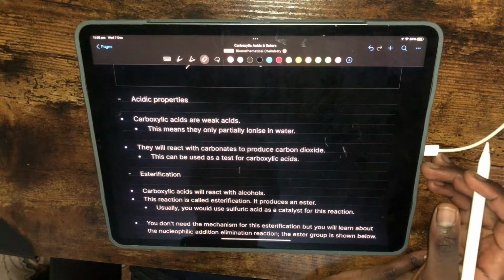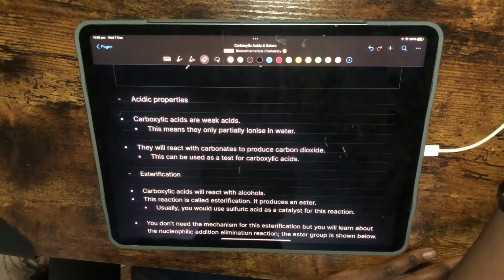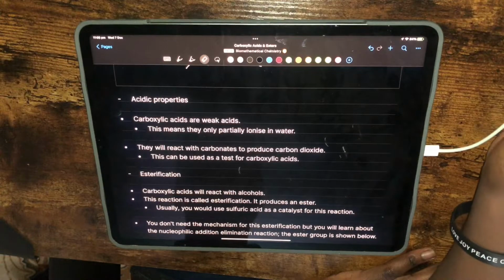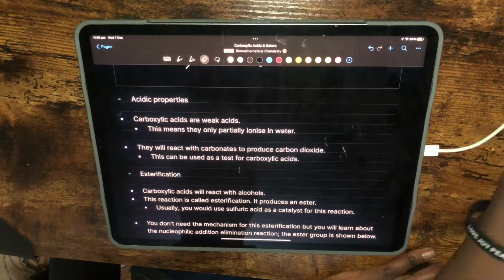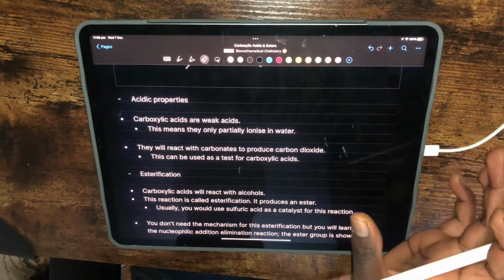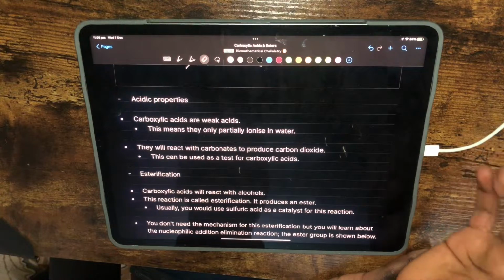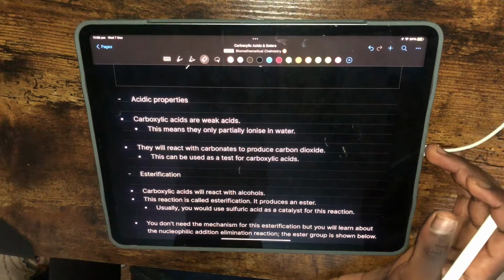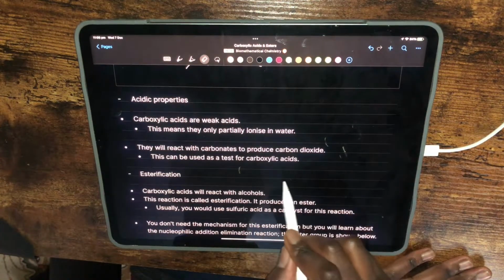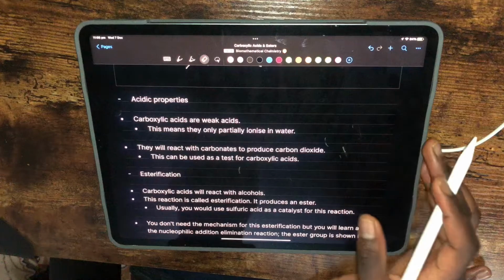So remember, there's a test to prove the presence of a carboxylic acid. You add some sort of carbonate, calcium carbonate, whatever carbonate you want to add, and then you funnel the gas, because the CO2 gas will be formed. You funnel that gas over to lime water, and that will cause the lime water to turn cloudy. If it turns cloudy, you know that carboxylic acid was originally present in your original solution.